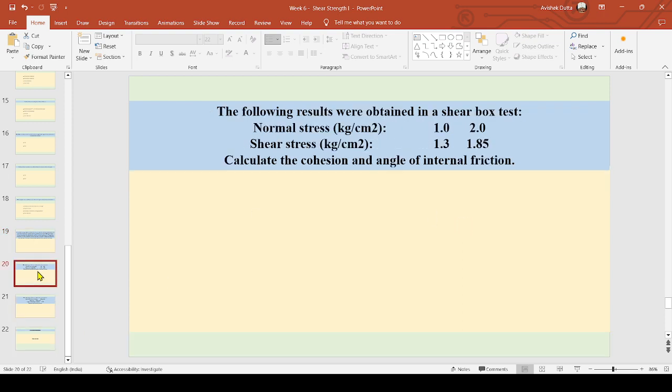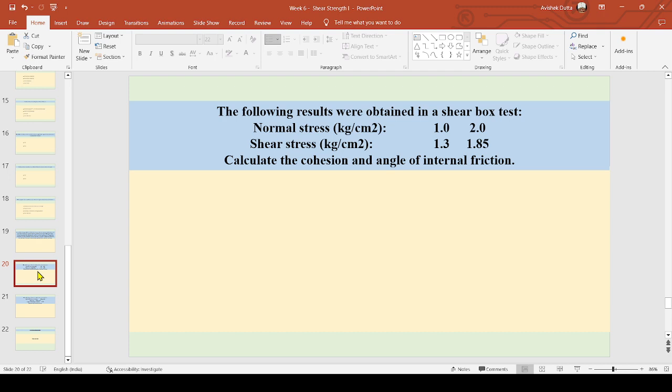The following results were obtained in a shear box test. Normal stress values are 1 and 2, and the shear stress values are 1.3 and 1.85. There was one sample, not 2 samples. The normal stress in the first test was 1, in the second test was 2, and the corresponding shear stress was 1.3 and 1.85, everything in kg per centimeter square. Now you have to find out the cohesion and angle of internal friction.